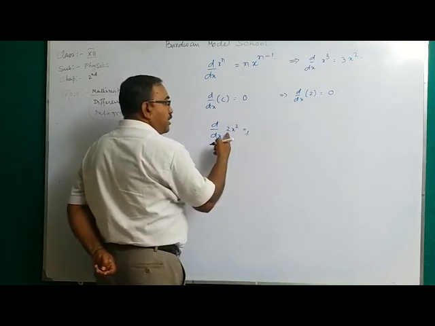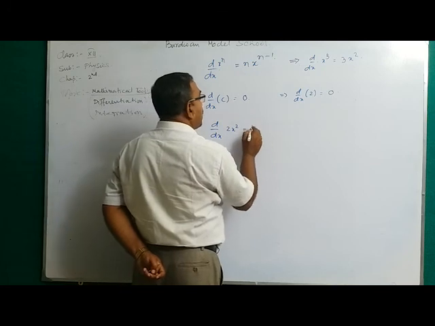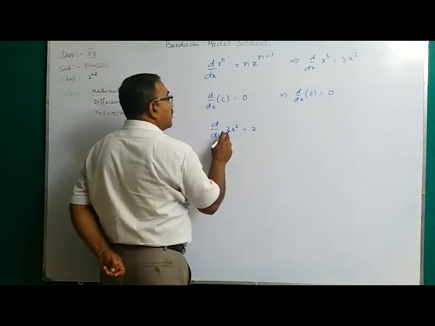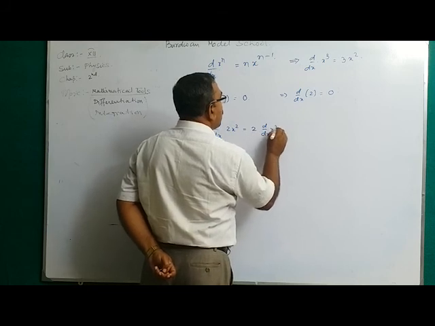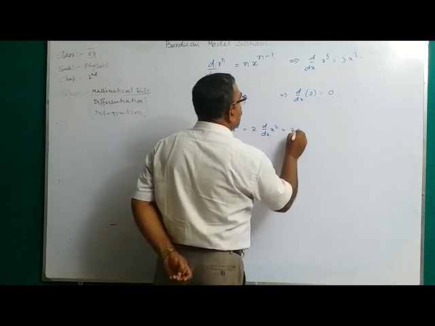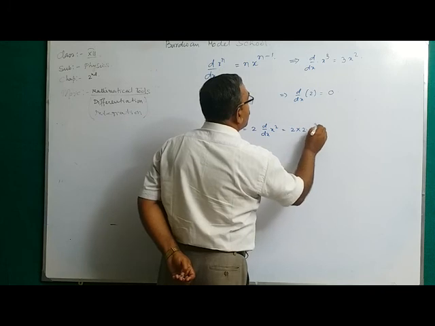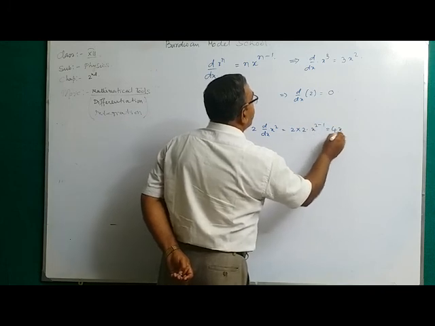Two is the constant, so you write it outside the differentiation form. d dx of x square, that is equal to 2 into 2 x to the power 2 minus 1, that is equal to 4x.